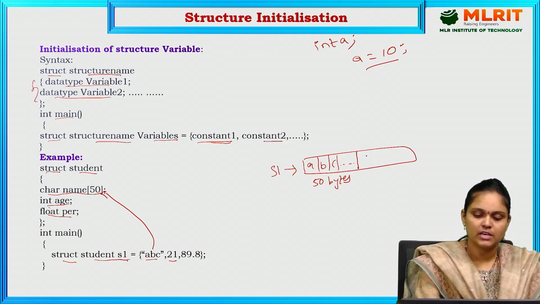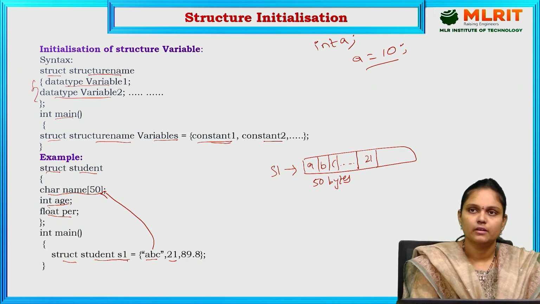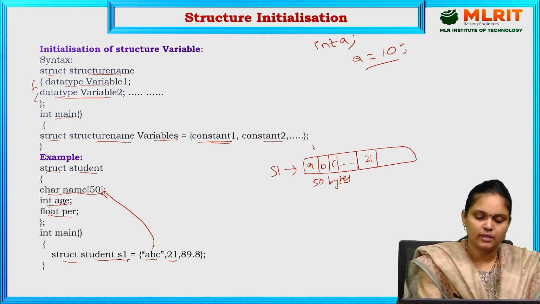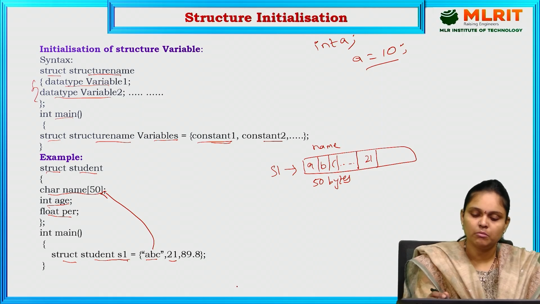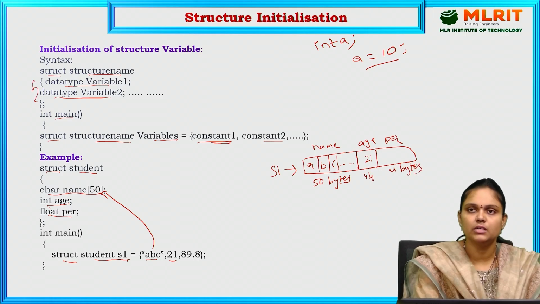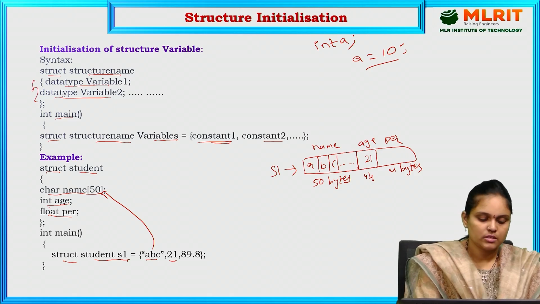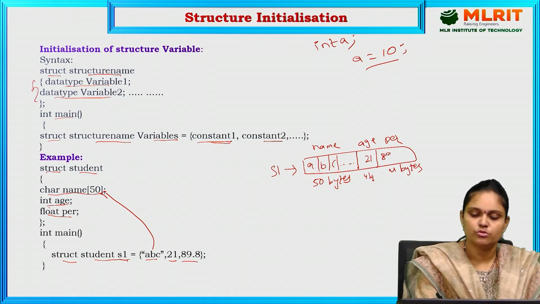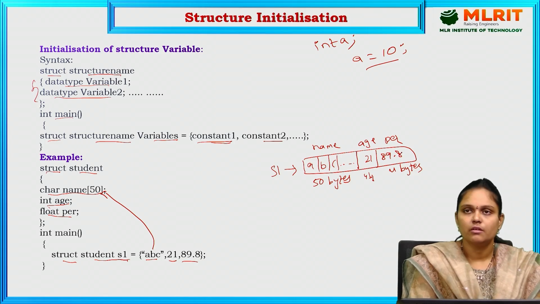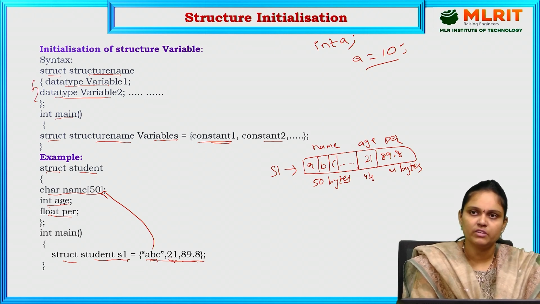Next, 21 is the value that we are storing inside age. These 50 bytes are used for name, the next 4 bytes are used to store the age, and the next 4 bytes are used to store the percentage, since float and int have the same size. Again, 89.9 is stored in 4 bytes. These values are stored in sequential order: the first value is given to the first member, the second value to the second member, and the third value to the third member.